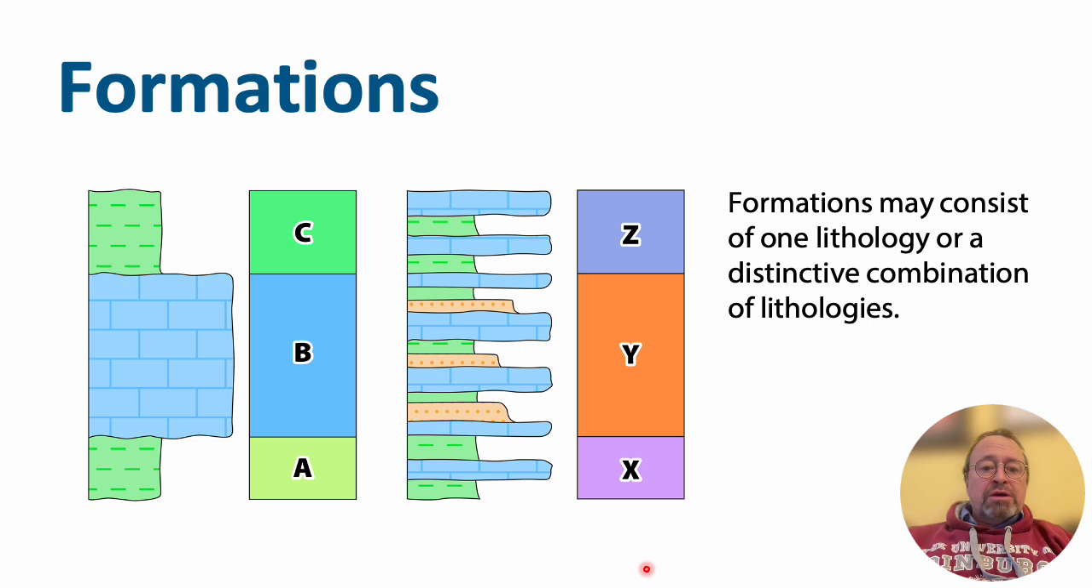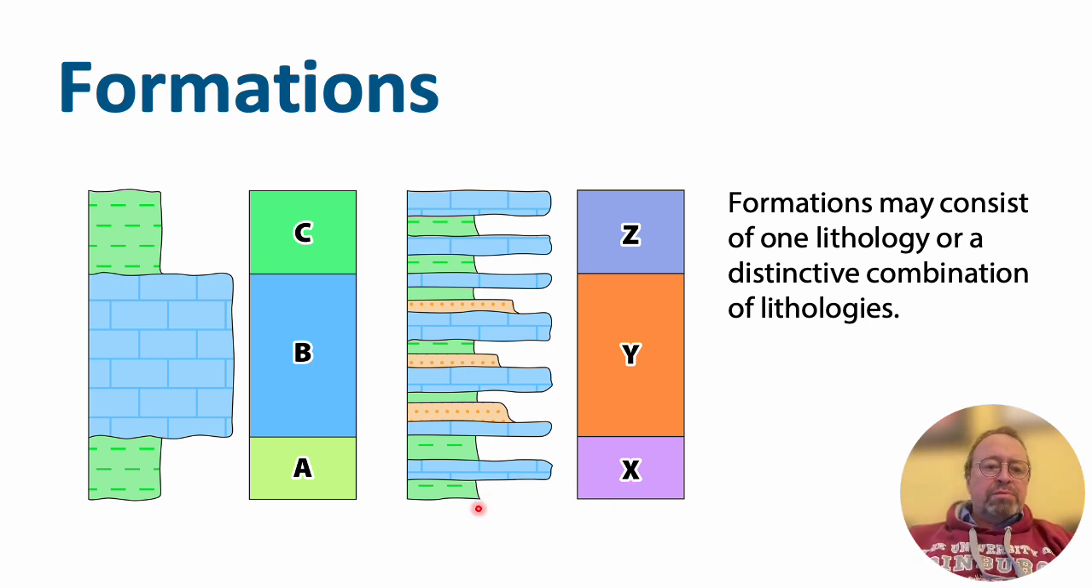So formations can be nice and boring. They may just be one single rock type, one type of lithology, or they can form a variety of distinctive rock types together. So for example, the one on the left here with green coloured shales and blue limestone and more shale at the bottom, you could divide this up into three different formations: a shale A, limestone B, and shale C. If it's thinner bedded, you can still group these into distinctive packages.